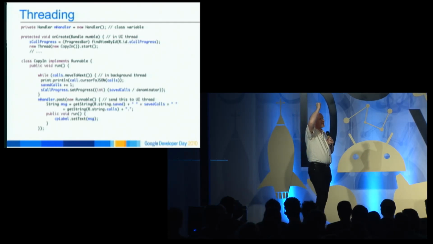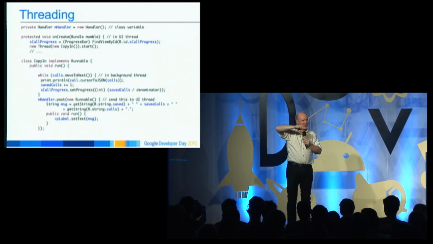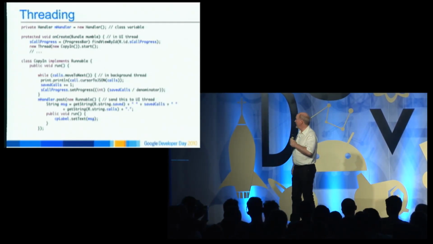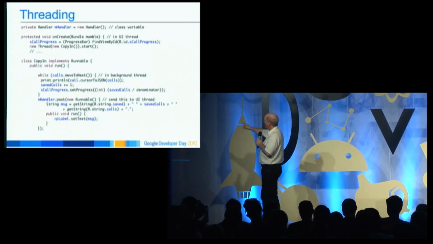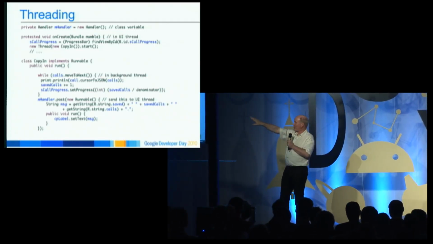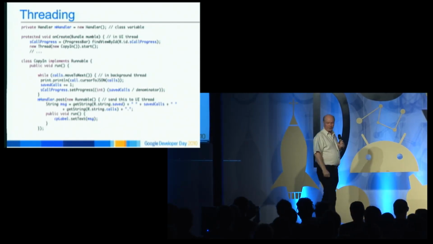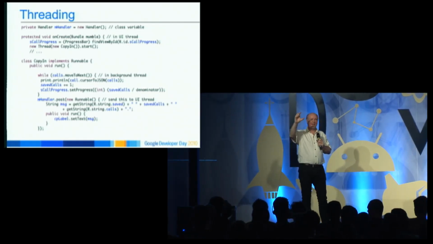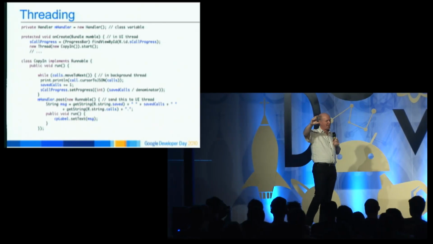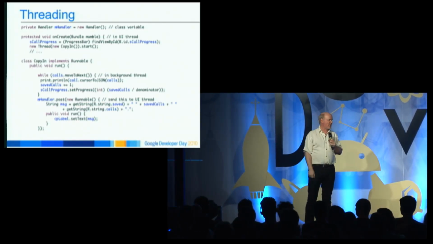Now, when I originally wrote this code, I had a horrible race condition bug because of the different threads, and it took me a while to find it. And then finally, there's this thing called a handler, and a handler is a way of sending a message to another thread. In this case, I'm going to use the handler to put a title on the page saying how many things I read and how many things I saved. So I give the handler a runnable and send that, and it will run on the UI thread.